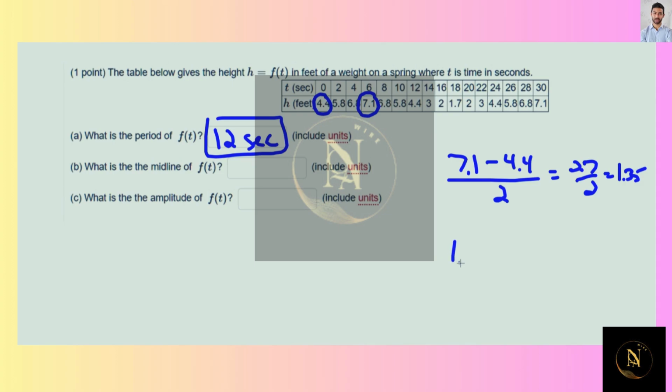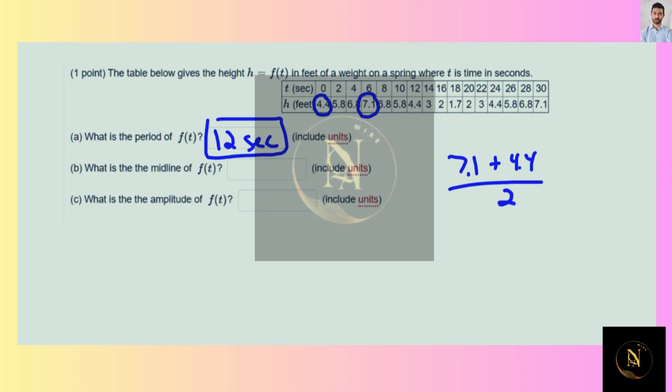Well, then we have to add back the minimum. Well, it really would just be the average of the two. So let's do it that way. That actually is an easier way to think about it. The midline is the average of the max and min. So add the two together and take half. And 7.1 plus 4.4 divided by 2 is 5.75. And that would be 5.75 feet.